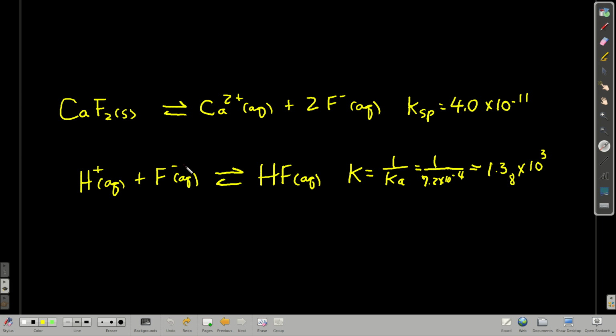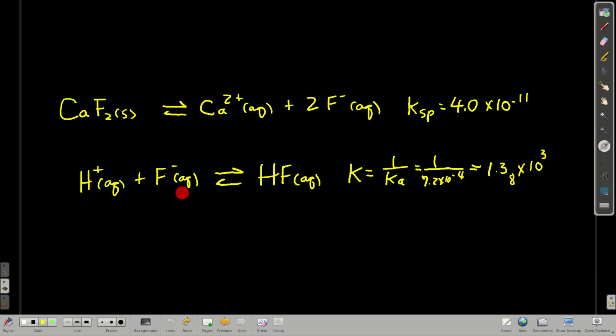Now, let's look at a salt that contains the conjugate base of a weak acid, calcium fluoride. So fluoride is the conjugate base of hydrofluoric acid. Hydrofluoric acid is a weak acid. And so if we have the solution that we've made by dissolving some calcium fluoride in water, there's a Ksp. And if we were to acidify that solution, the hydrogen ions would react with the fluoride, pulling it out, making hydrofluoric acid and shifting the equilibrium this way.